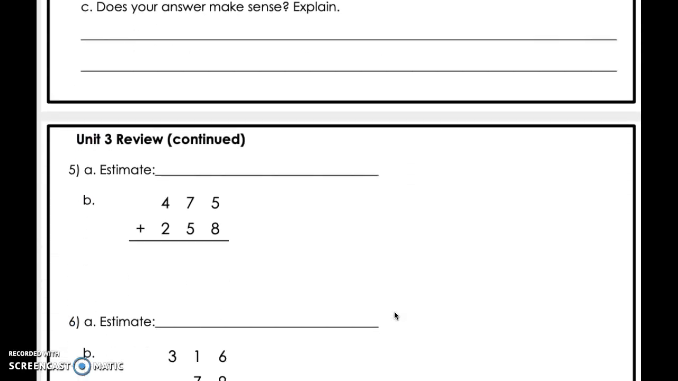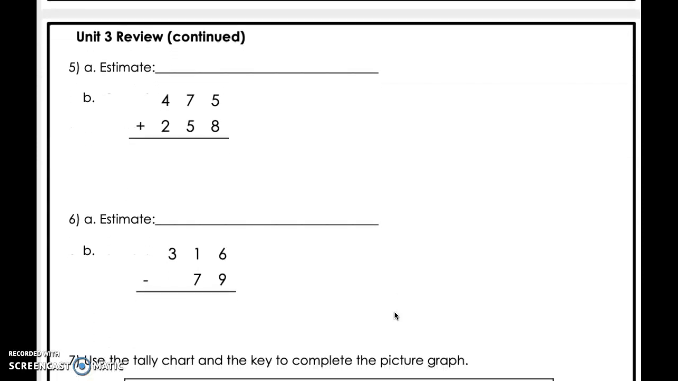Second page is, again, estimating, continuing. So this time we're doing hundreds, and you're going 475, and you could say, oh, that rounds to 500. And 258 would round to 300. So 500 plus 300 is 800. Then you actually add these up and make sure that this number is close to this number. In other words, it's not very far away. It's still near in the hundreds.